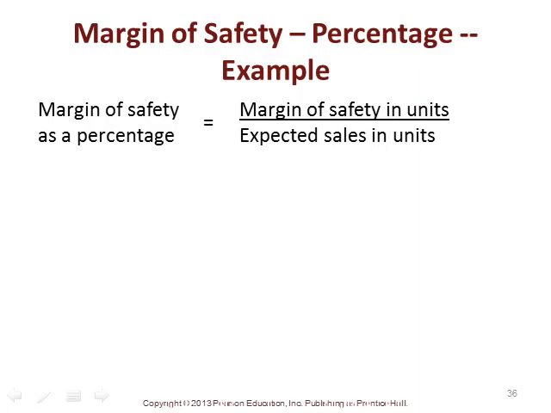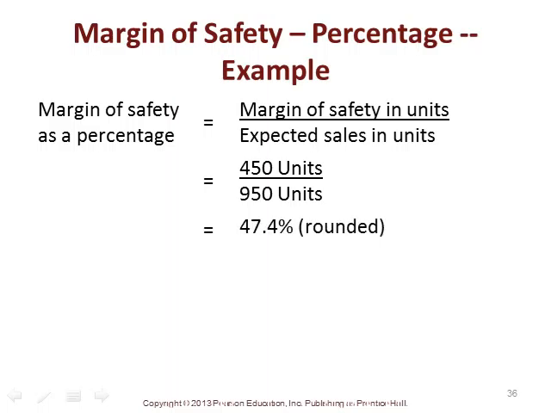So we could calculate the same margin of safety as a percentage, and that's simply the margin of safety in units divided by the expected sales in units. So the 450 units of margin of safety divided by the total expected sales in units gives us a 47.4% margin of safety.